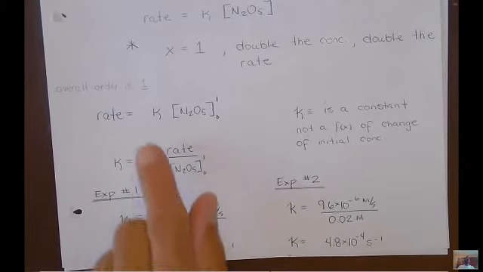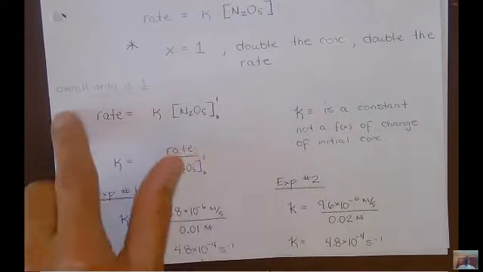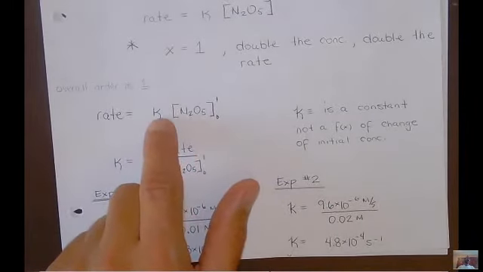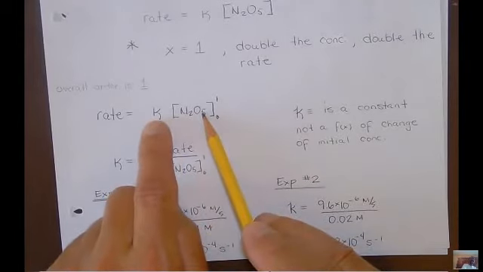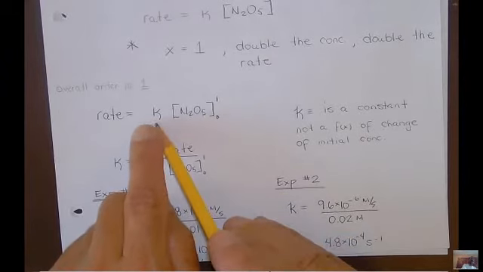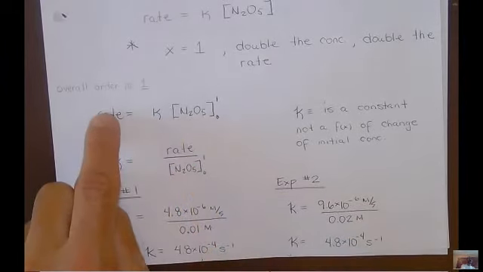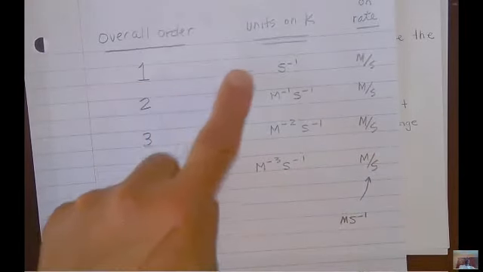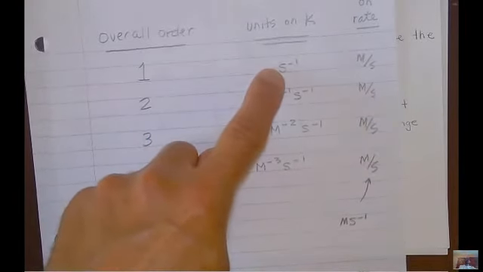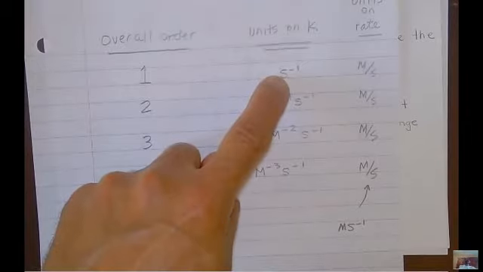Whenever the overall order of the reaction is first order, what is our expectation for the units on the rate constant? It should be seconds to the minus 1. Because if this is molarity and this is seconds to the minus 1, you're going to get molarity times seconds to the minus 1, which is good because that's the units on rate. Okay, so seconds to the minus 1 is what we learned. Whenever the overall order is first order, my expectation for the units on the rate constant is seconds to the minus 1.